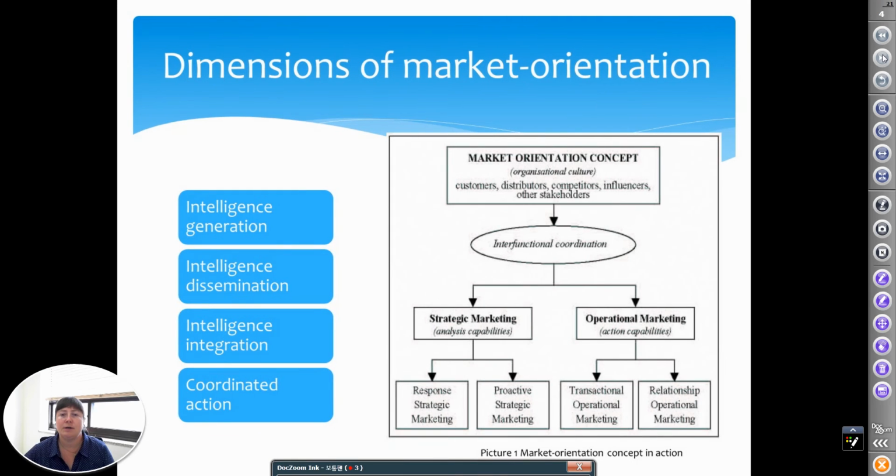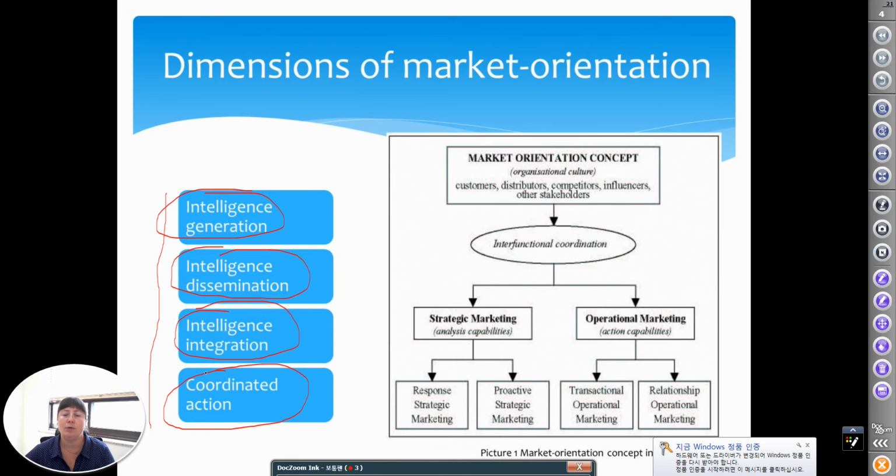What are the dimensions of market orientation that you can meet? On the left side of the slide, you can find the four main dimensions of market orientation. The first, intelligence generation; the second, intelligence dissemination; the third, intelligence integration; and the last one, coordinated action. All of these dimensions are very important to build strong relationships and interactions between the research and development and marketing process.